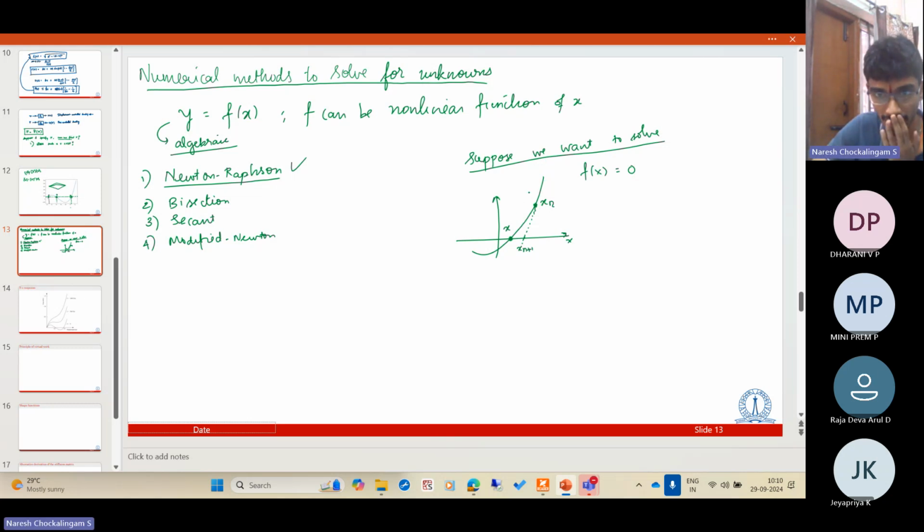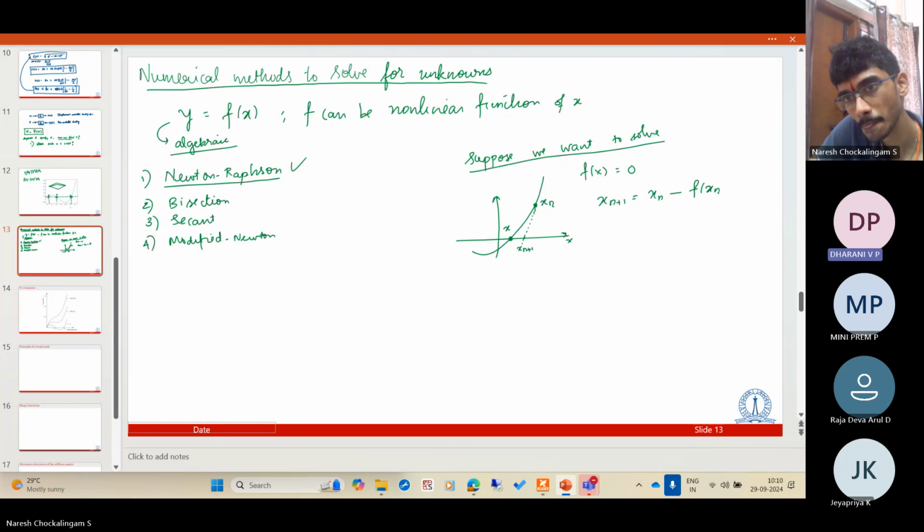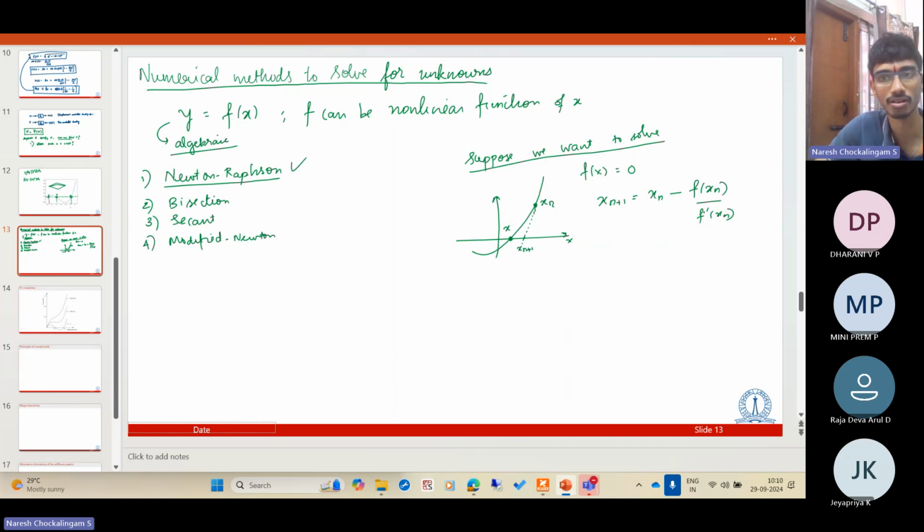So if I want to find this, how do I do it? What is the relationship between xn and xn plus 1? xn plus 1 equals xn minus f of xn divided by f dash of xn. So this is the numerical scheme actually, but when you're doing this division, there is some issue. This f dash of xn has to be non-zero. So let me write it in another form.